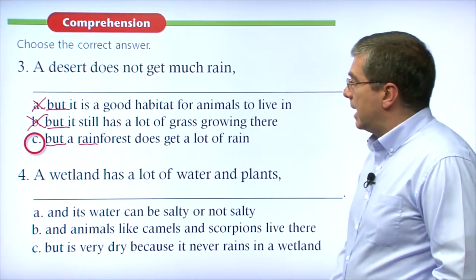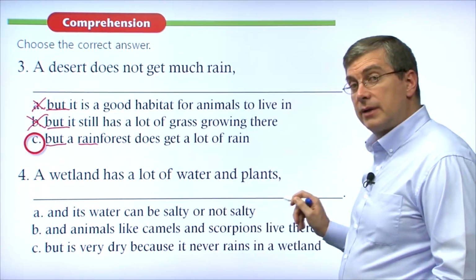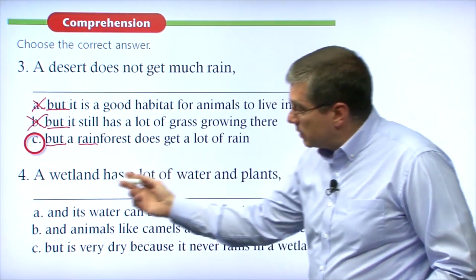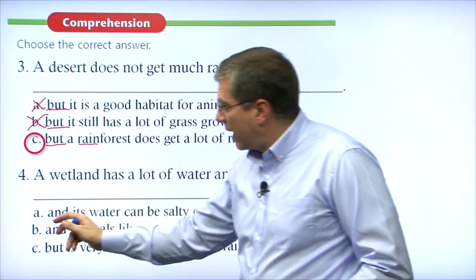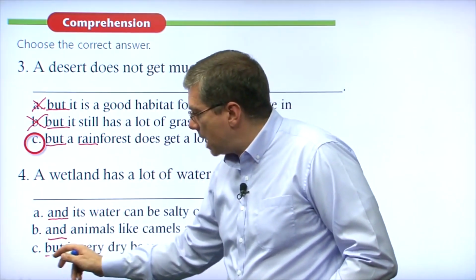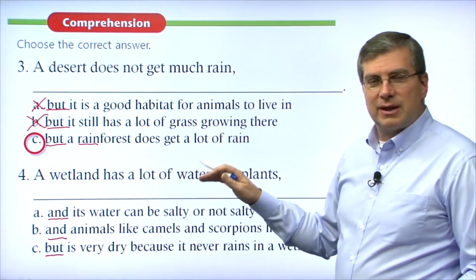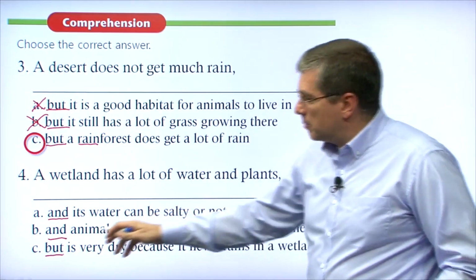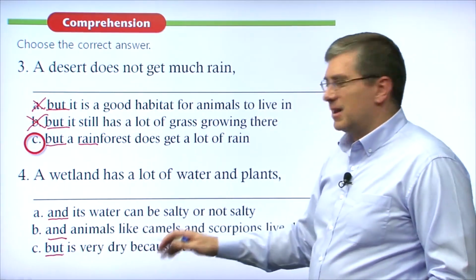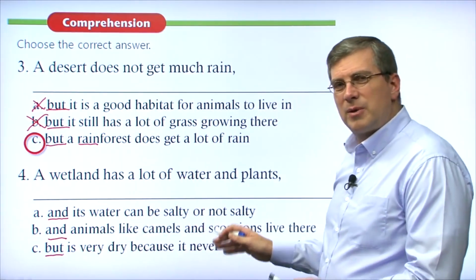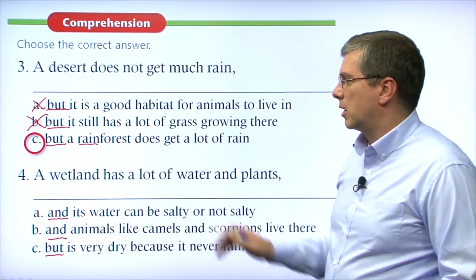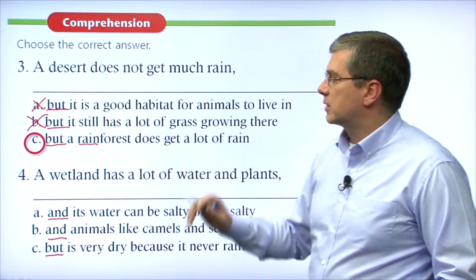A wetland has a lot of water and plants. True. And then we need to look at A, B, and C. Here we have "and" and "but." Okay? So A and B is like we're saying something else that's true about the wetland, but B, we're probably going to say something that's negative about or opposite from the first part of the sentence. So let's go over them.